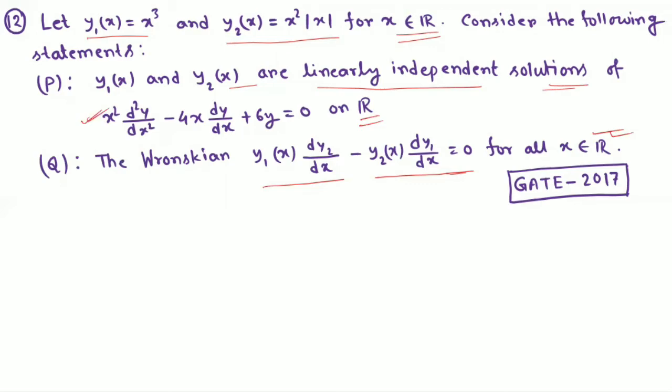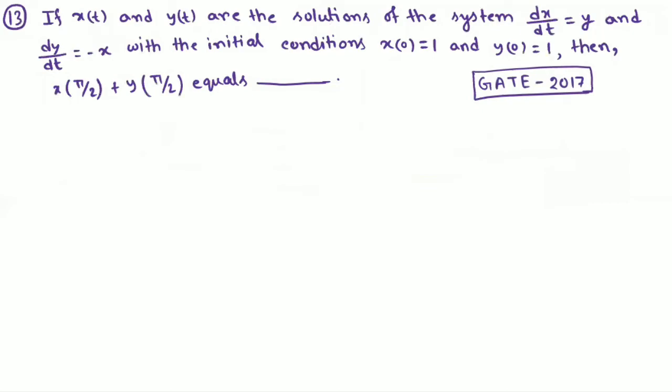Question number 13. If x(t) and y(t) are solutions of the system dx/dt equals y and dy/dt equals minus x with initial conditions x(0) equals 1 and y(0) equals 1, then we have to find the value of x(pi by 2) plus y(pi by 2). This question has been asked in GATE 2017.